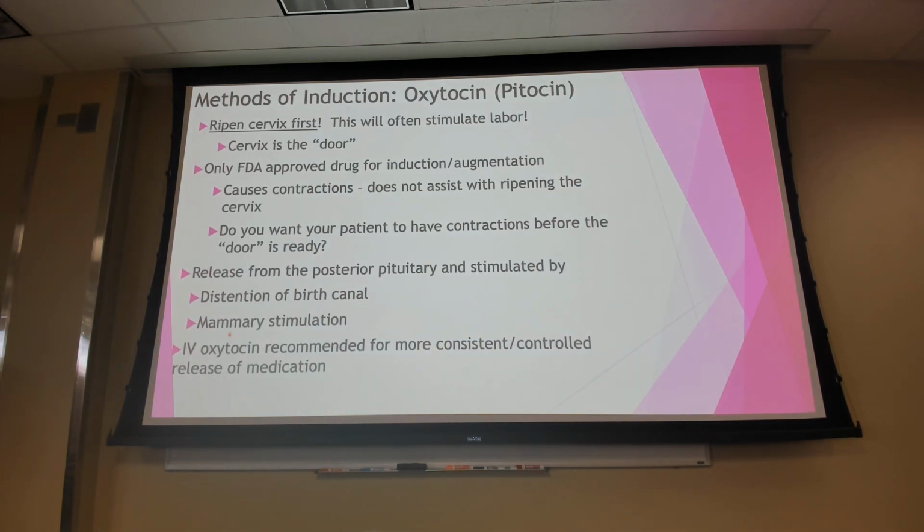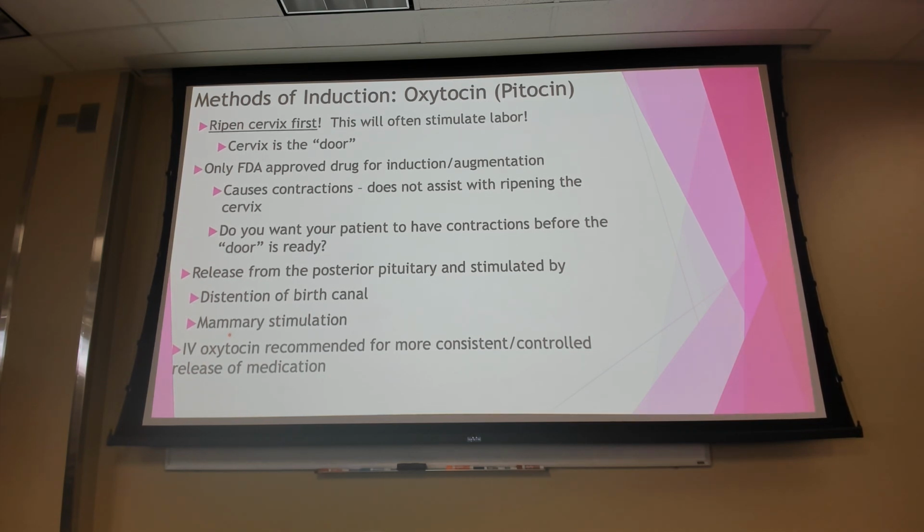So once that cervix is ripened, we have to ripen the cervix first. Once the cervix is ripened, oftentimes that will stimulate labor, meaning it will stimulate contractions for mom. And then the cervix will continue to thin and continue to ripen. Okay? If that does not happen, then we're going to give oxytocin.